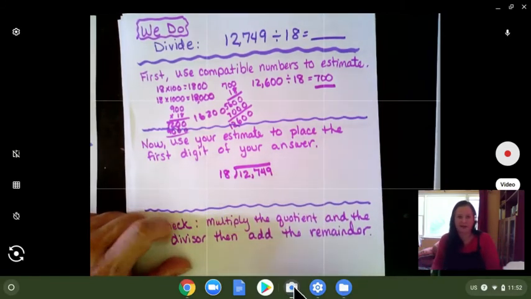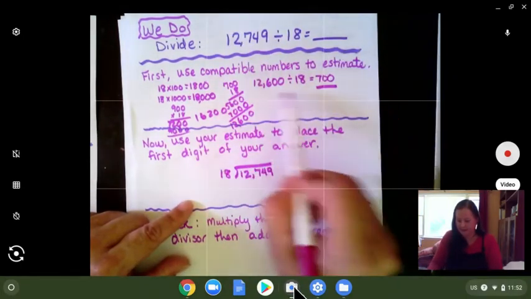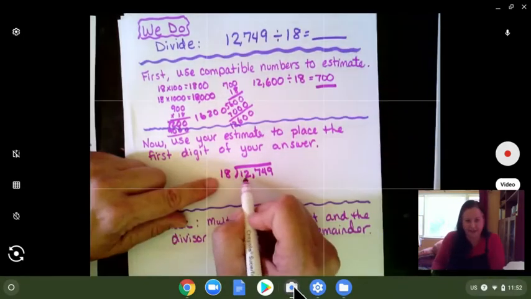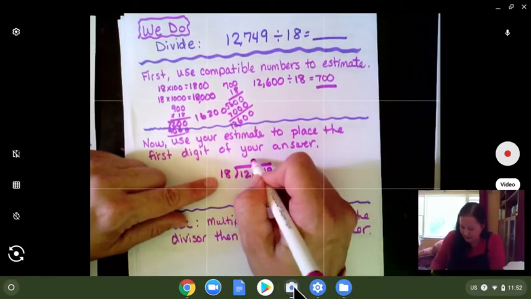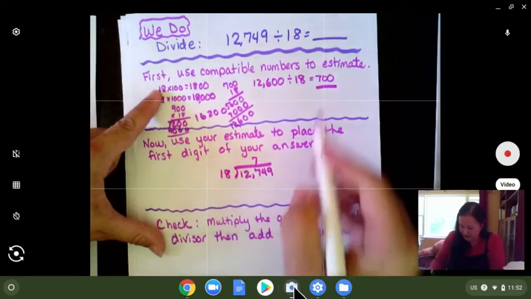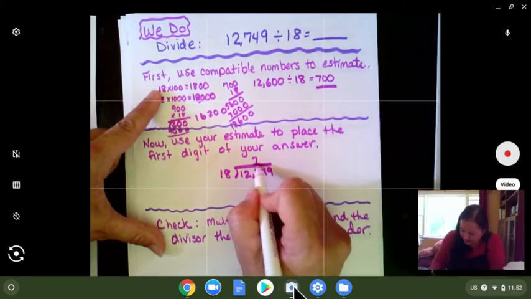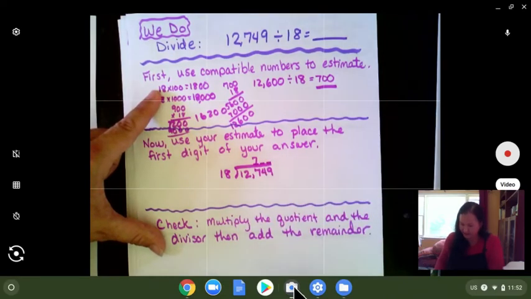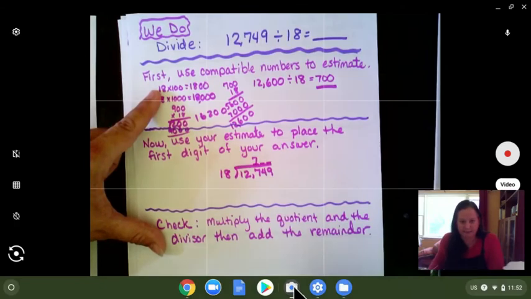Pause the video now and take some time to write out this, and this. And we're going to check to see how many times, and we know that 7 is a good estimate, so I'm going to try 7 as my first digit. I know this compatible number has 3 digits in it, and here it would have 1, 2, 3 digits up there above my last digits in my dividend. Okay, does everyone see that, why I would put 7 there?